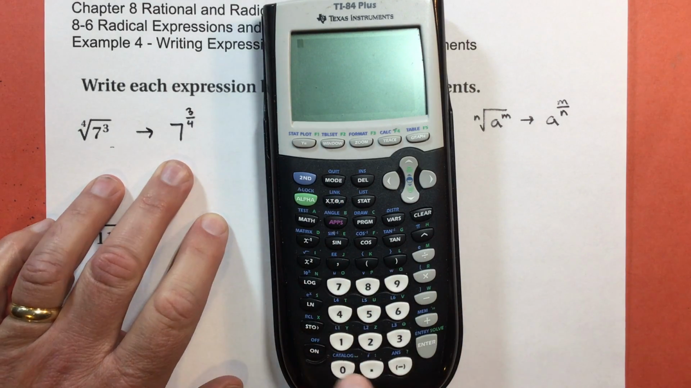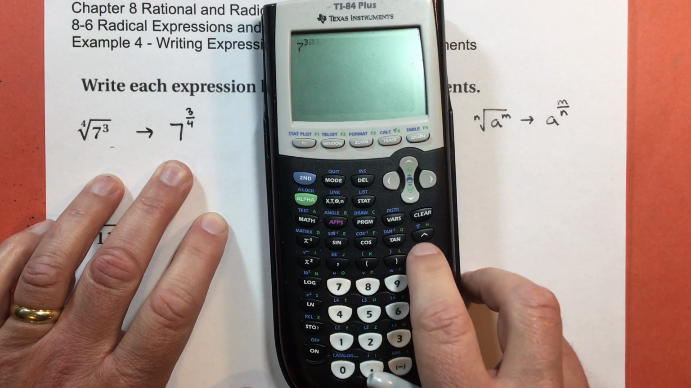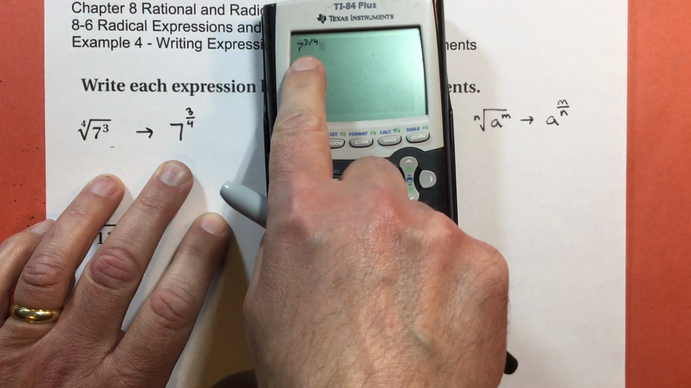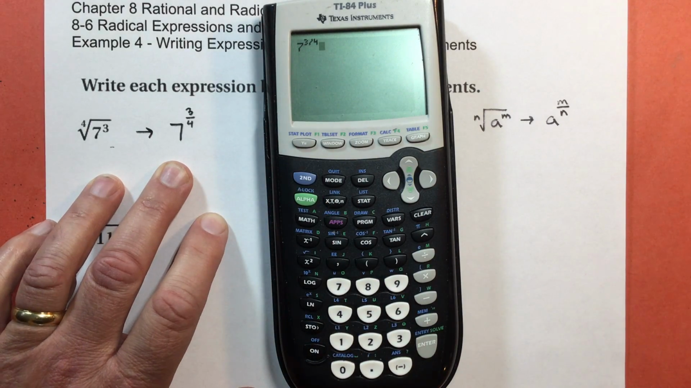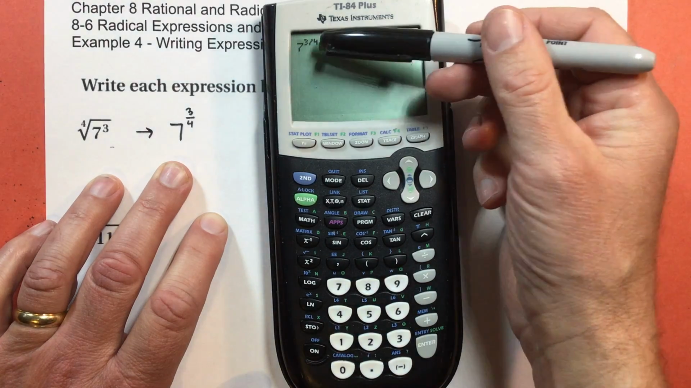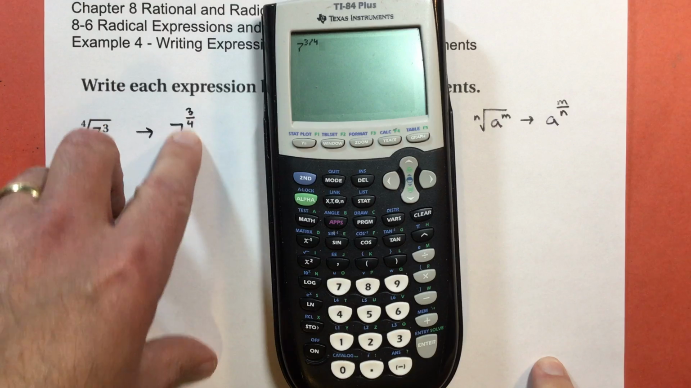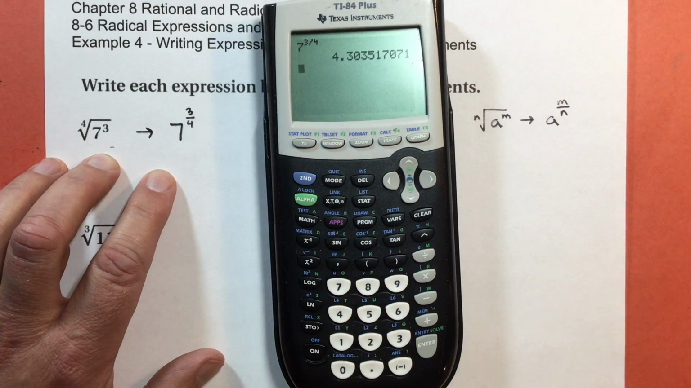But what I'm going to do instead is write 7 to the power of 3 divided by 4. I'm going to hit that, move that out. See, 7 to the 3/4. And because of the coding, because of the way the line works, it has to write the fractions sideways. That's really bad. Don't do that. Write your fractions vertically, okay? But that's what it is.